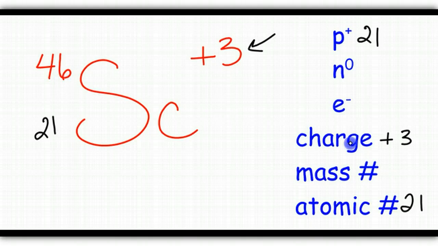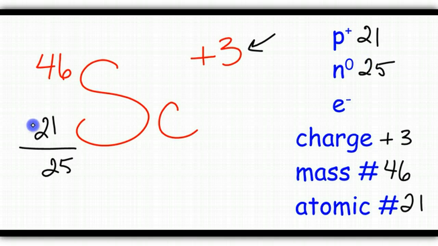We're given a mass number of 46. Then I'm going to subtract 46 and 21, and that's going to give me 25, which is my number of neutrons. Now to figure out my electrons, I'm going to take the atomic number, 21, and we're going to say 21 minus 3 equals 18 electrons. Notice we did the opposite of what the sign says. The reasoning is because we have 3 more protons positive than we do negative electrons. So we should have a +3 overall charge. So just do the opposite of the sign, 21 minus 3.